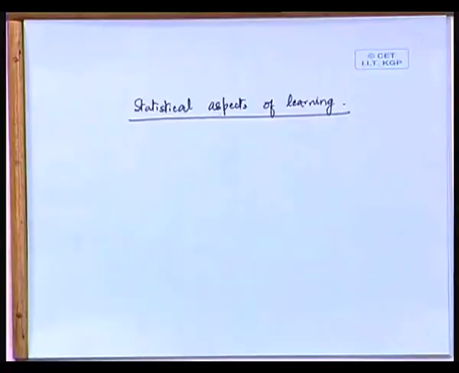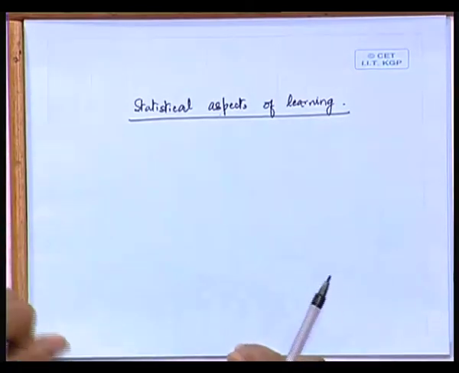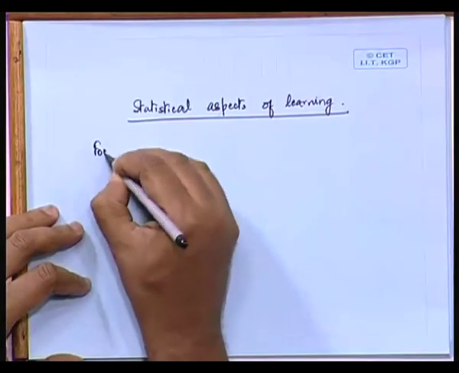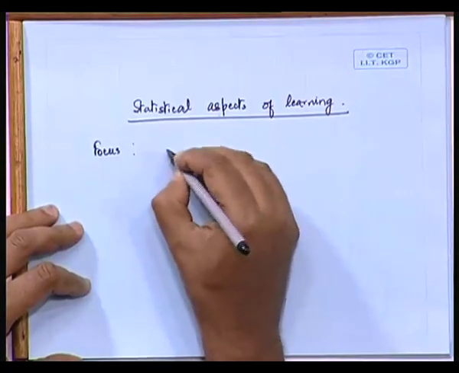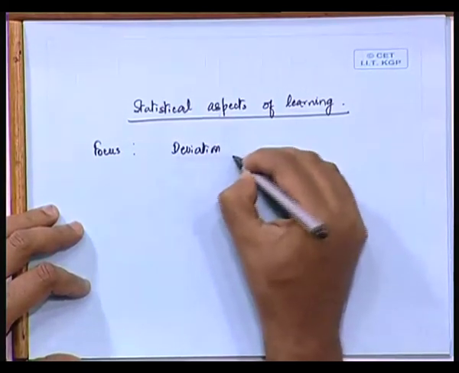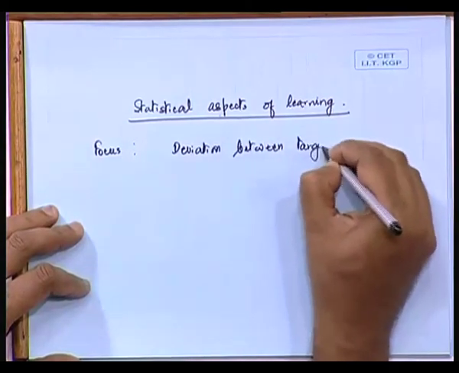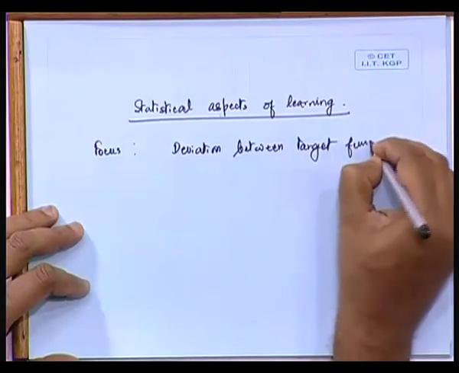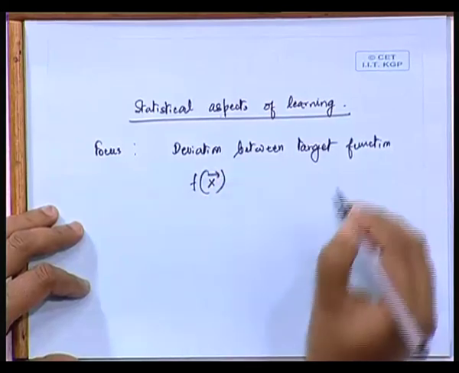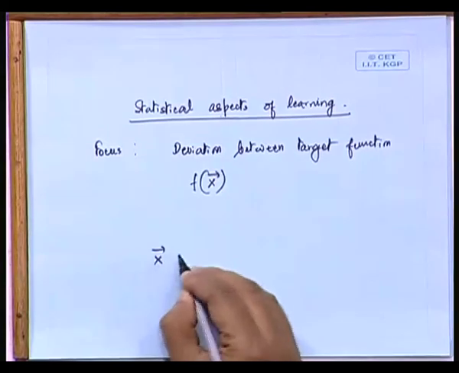So let us now go over to the statistical aspect of learning. In the statistical aspect of learning, the focus that we are going to have is on the deviation between a target function f of x, in fact we will be taking f of x vector, again x vector that denotes the input signal.